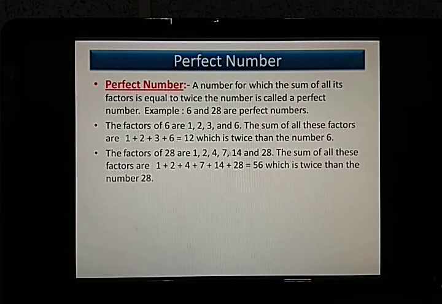Another example: you can see the factors of 28. If we take the sum of all the factors, we get 56. Since 56 is twice 28, 28 is a perfect number. So for being a perfect number, the sum of the factors should be twice the number.